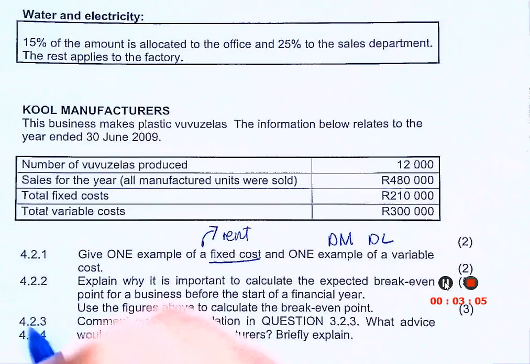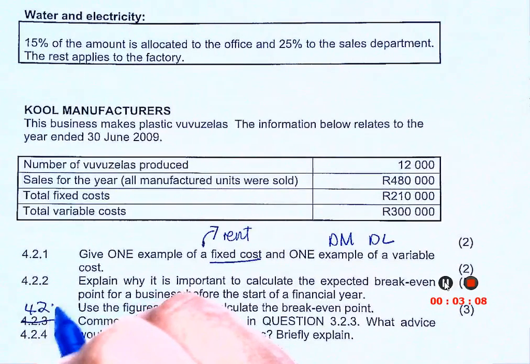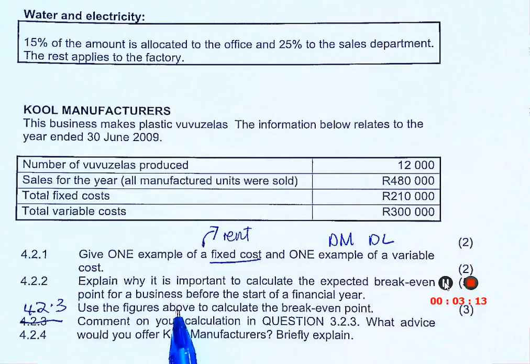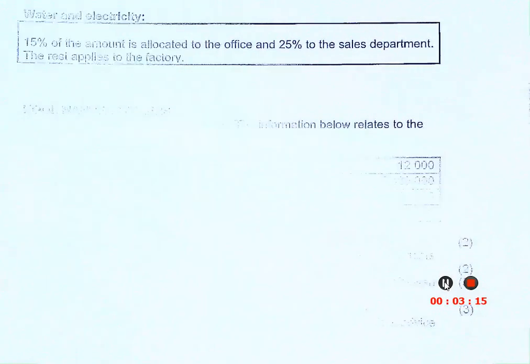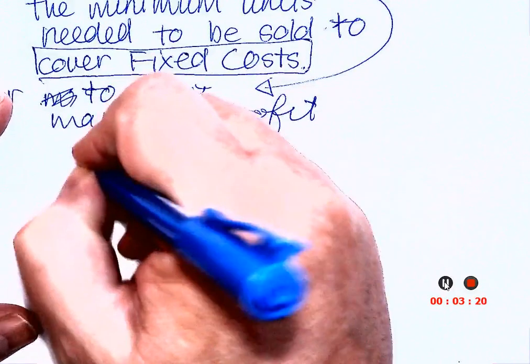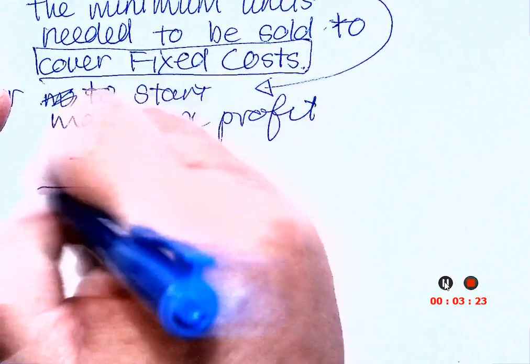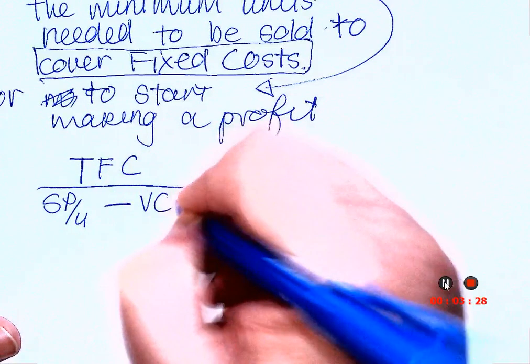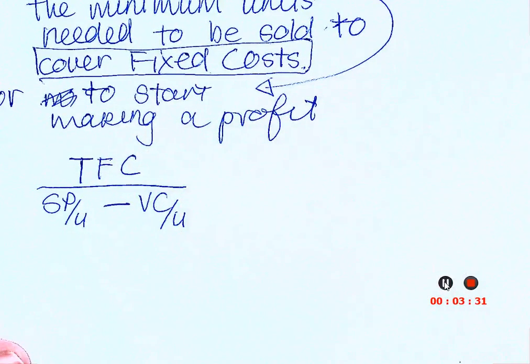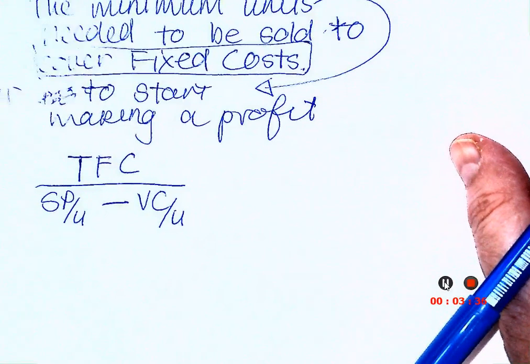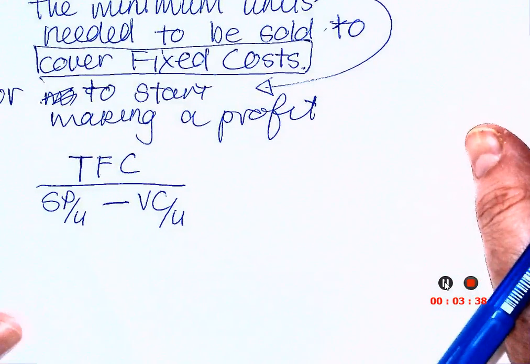Okay? Next one, 4.2.3. Use the figures above to calculate the break-even point. So break-even point, I calculate by saying the total fixed cost over the unit selling price minus the variable cost per unit. Okay, I don't know why I talk so weird. It's maybe a Friday, hey? The unit variable cost.